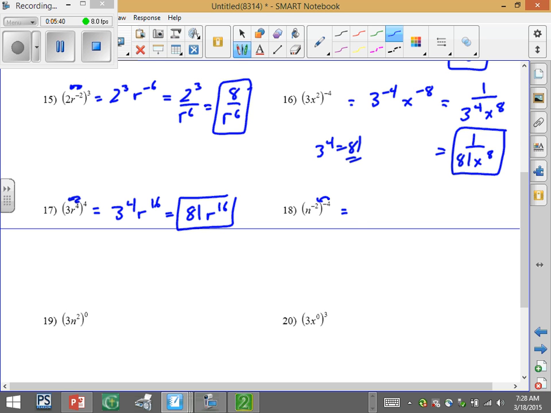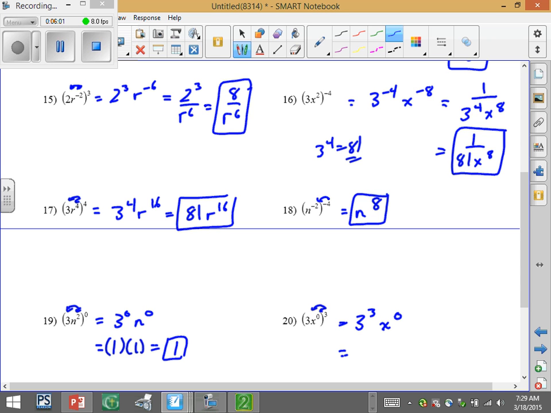Here we'd end up with negative 2 times negative 4 is 8, so into the 8th. Here we'd end up with 3 to the 0, into the 0, when I distribute that. 3 to the 0 is 1, into the 0 is 1, remember, so that would give me a grand total of 1. Distribute that 3, we'd end up with 3 to the 3rd, x to the 0. 3 to the 3rd is 3 times 3 times 3, which is 27, times x to the 0, which is 1, and that's 27.